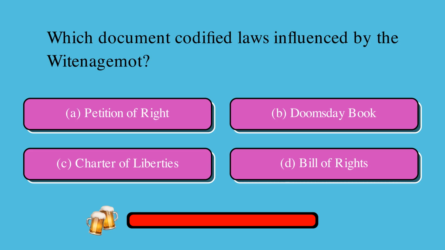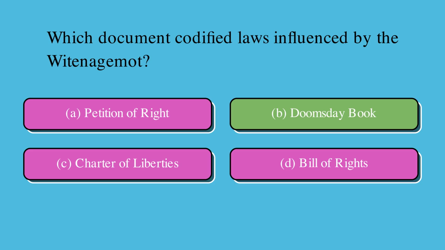Which document codified laws influenced by the Witenagemot? Is it A, Petition of Right, B, Doomsday Book, C, Charter of Liberties, or D, Bill of Rights? The correct answer is B, Doomsday Book.